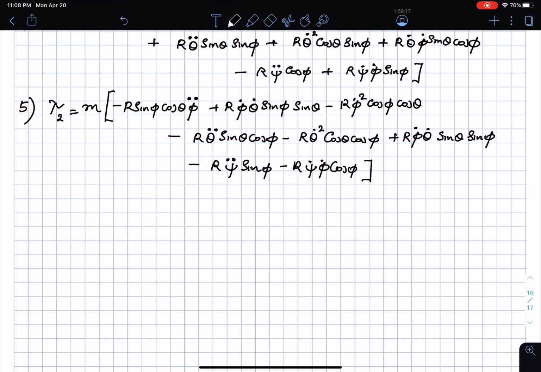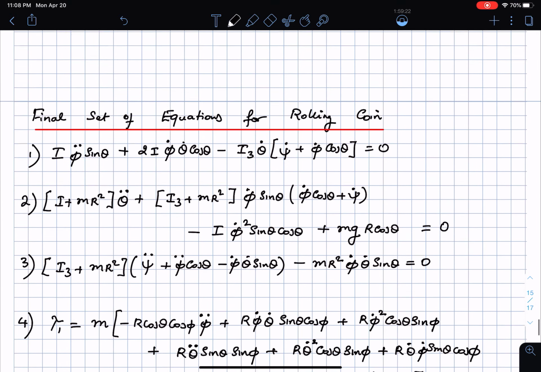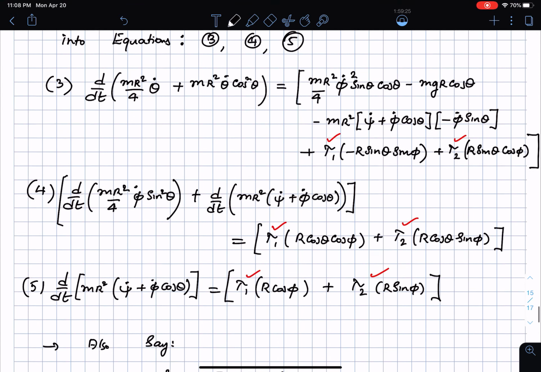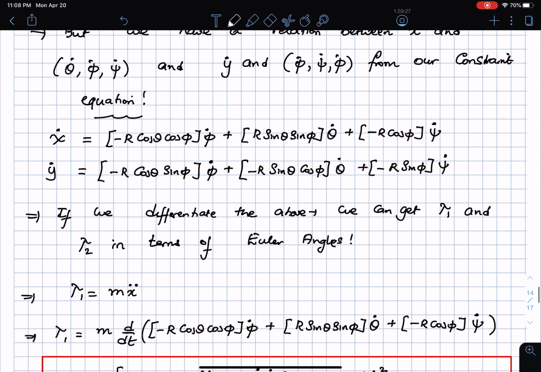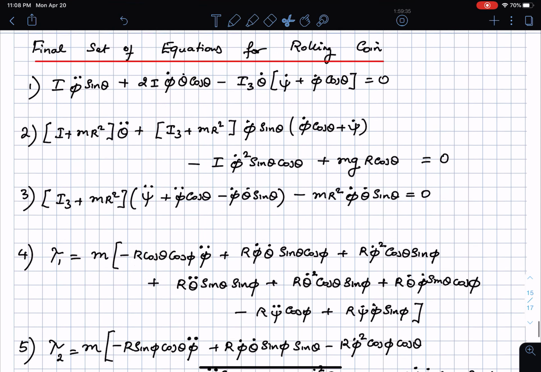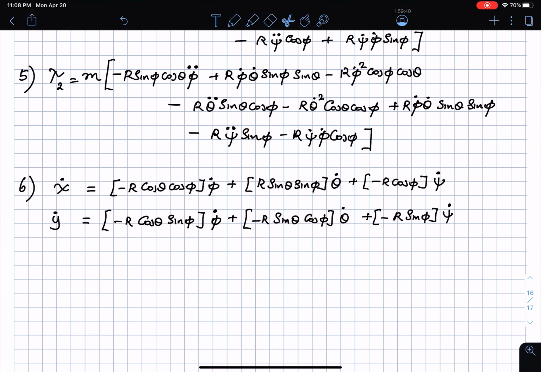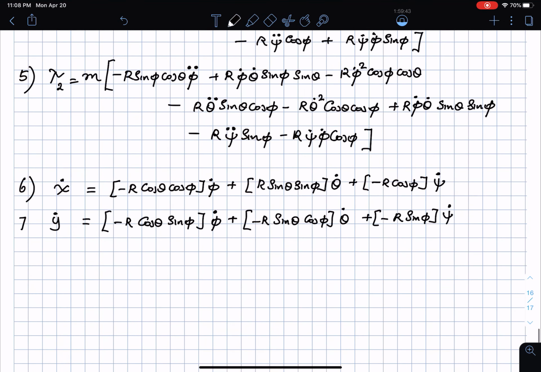And then two more. The constraint equations, the x and the y constraint equations. So those were written down here. If I recall them, they were from here. So I copy that, then I bring them here. So that's going to be 6, this is going to be 7, and then 8 is going to be z dot, which is equal to r theta dot cos theta, or z is equal to r sine theta.